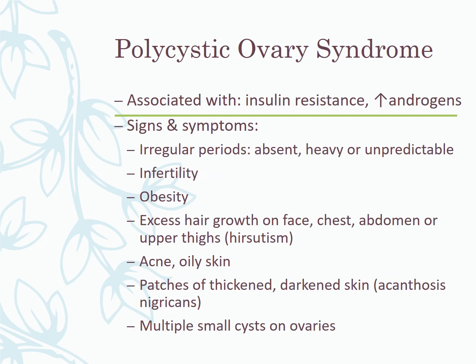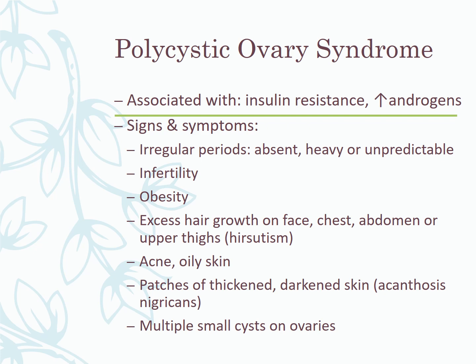Let's talk a little bit about polycystic ovarian syndrome. It is associated with high insulin resistance and increased androgens. The signs and symptoms that women are looking for with it: irregular periods, meaning absent, heavy, or unpredictable periods, infertility, obesity, excessive hair growth on their face, chest, abdomen, or upper thighs (hirsutism), acne, oily skin, patches of thickened, darkened skin, and multiple small cysts on their ovaries.